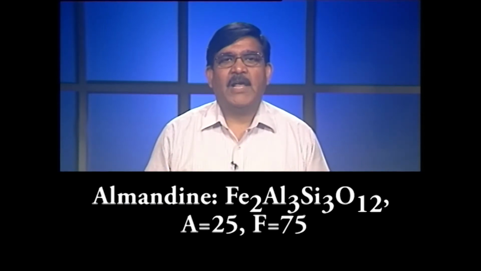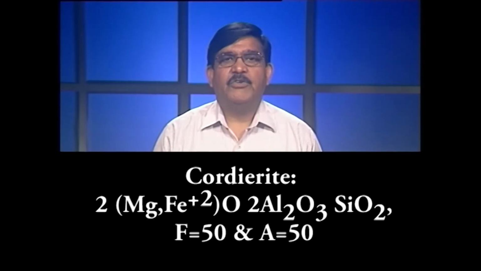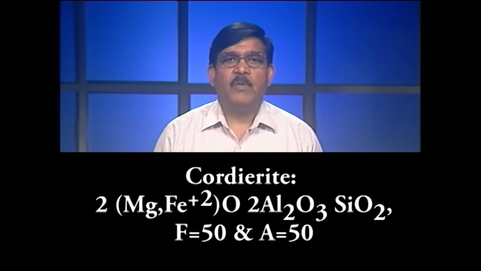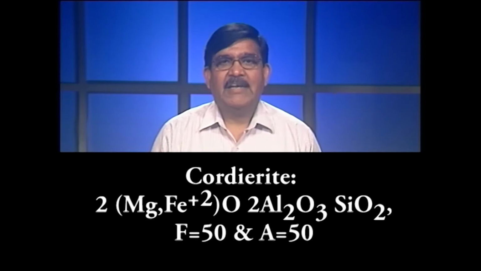Now, the next mineral is almandine, Fe3 Al2 Si3 O12. The value of A equal to 25, F equal to 75%. Cordierite, 2 (Mg, Fe)O, 2 Al2O3 and 5 SiO2. The value of F equal to 50 and A equal to 50 and C equal to 0.